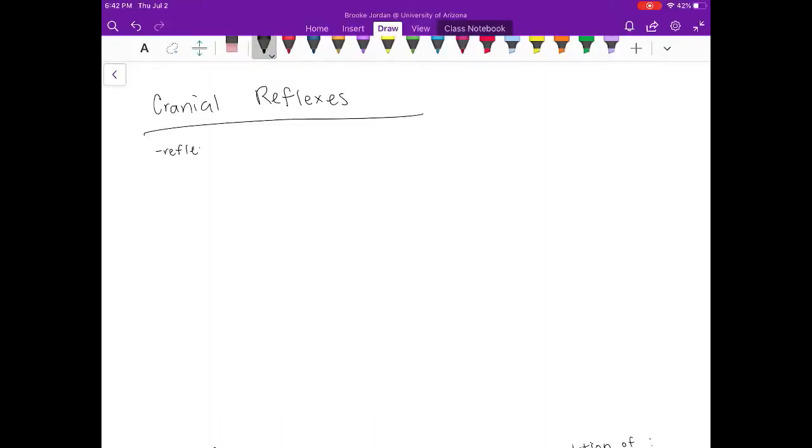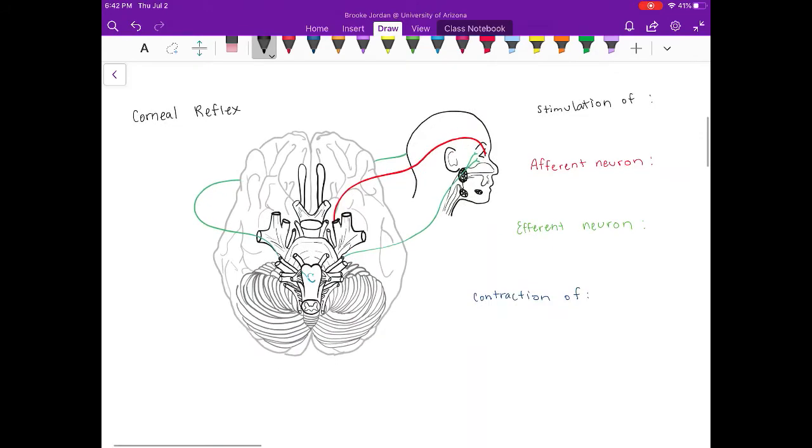Alright, getting into cranial reflexes. A cranial reflex is a reflex that is integrated at the level of the brain using cranial nerves. And this is different than the spinal reflexes that we'll get into in the second video. Cranial reflexes are important because these tests are used to assess the integrity of the cranial nerves involved. So we're going to get into a couple of examples.